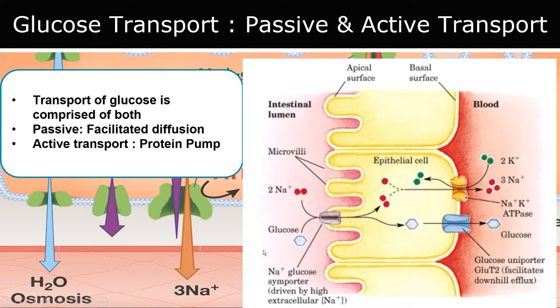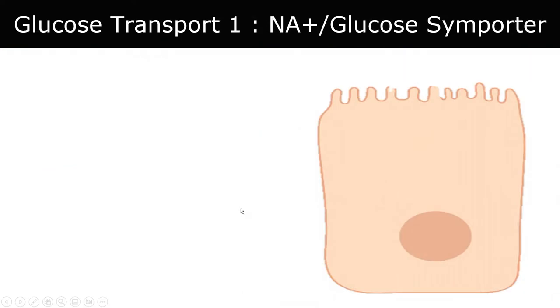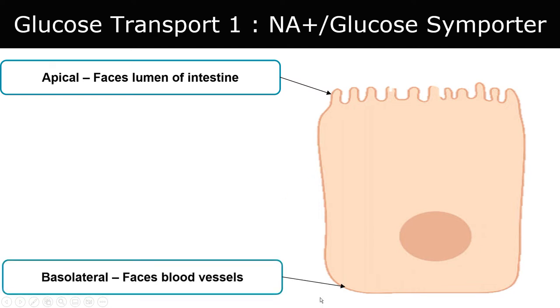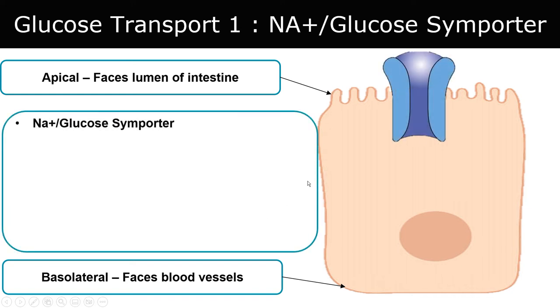And so this is the summary of how that happens over here on the right, but we're going to go through this step by step. So here I have my epithelial cell, and I have the apical side, which you can think of as the top side, which faces the lumen of the intestine, and I have the basolateral side, which faces the blood vessels. So the first part of this is getting glucose into the cell to begin with.